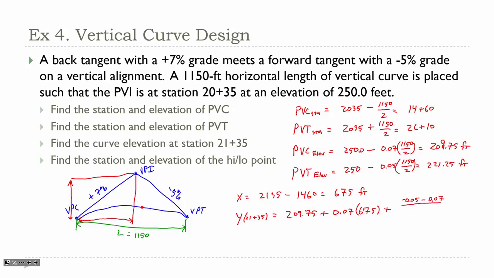G2 minus G1 over 2 times L, which is 1150. And don't forget the X squared on the end. Very easy to leave that out.